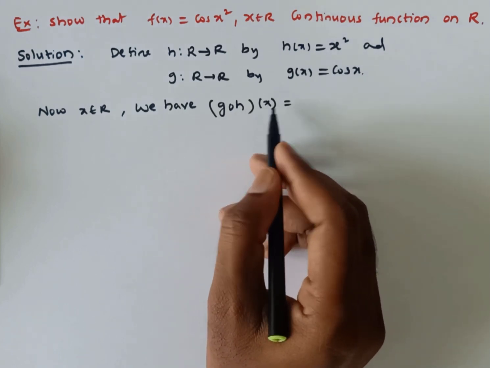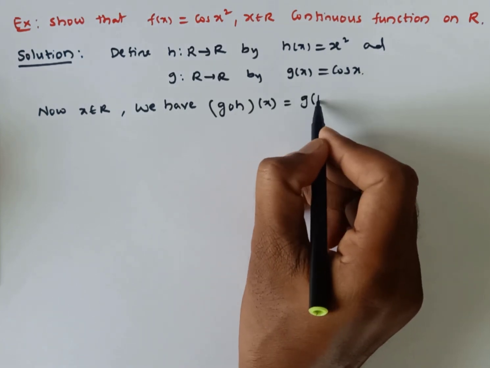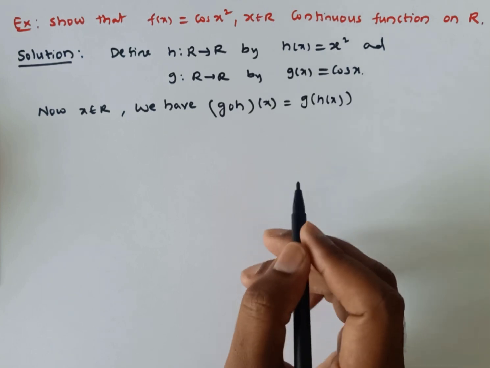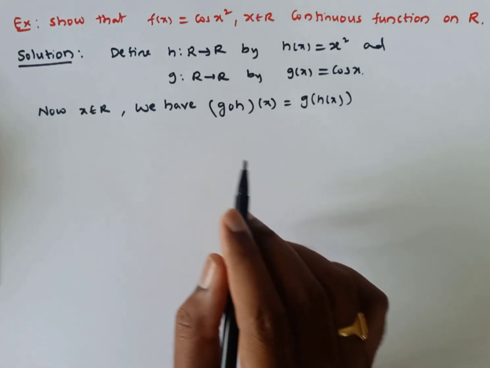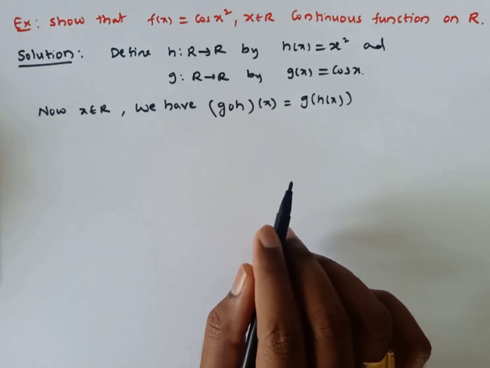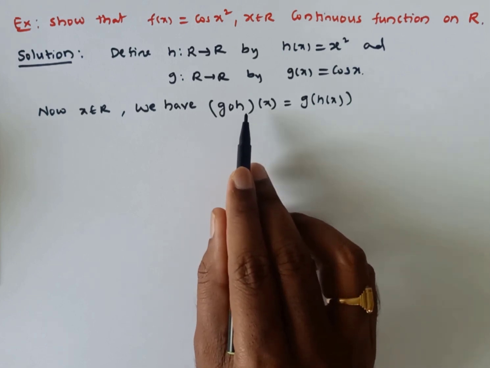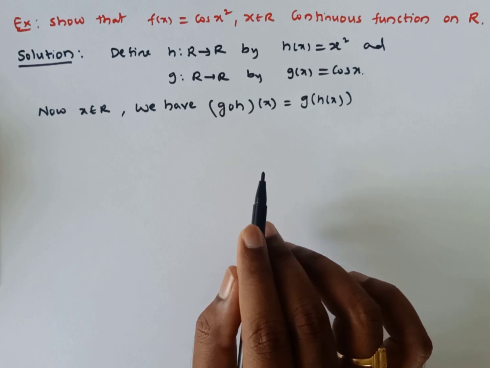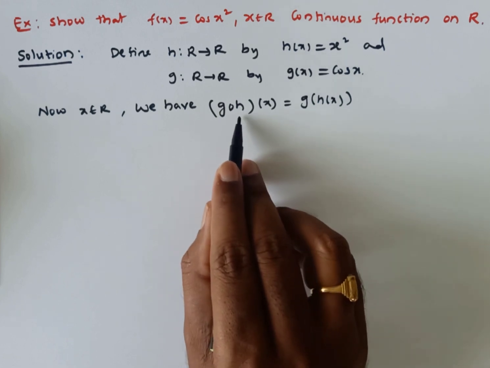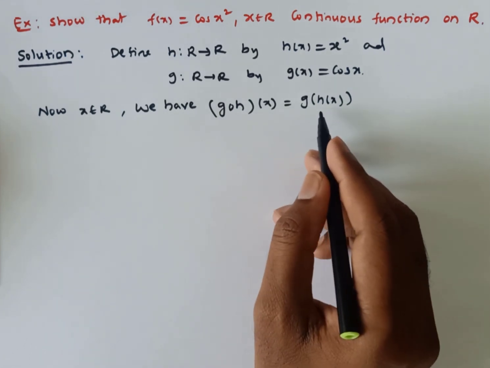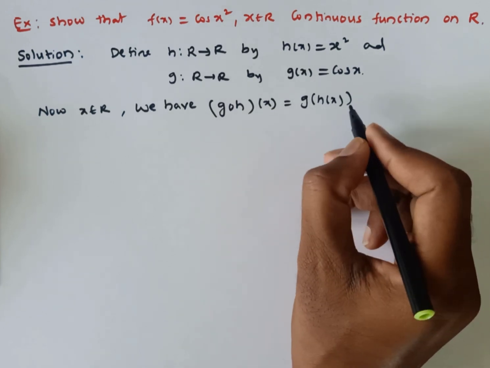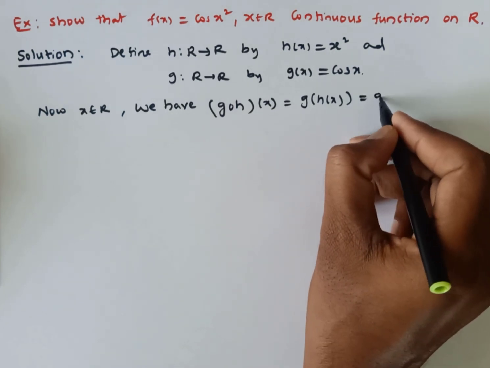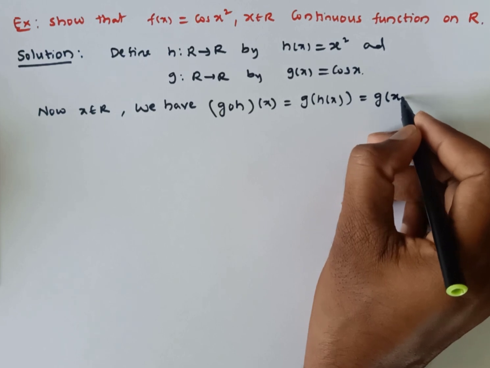Now g compose h of x can be written as g of h of x. So in the sixth property, we saw that if f and g are continuous functions, then g compose f is also continuous. So here g and h are continuous, therefore g compose h is also continuous. That means g of h of x is nothing but x square.